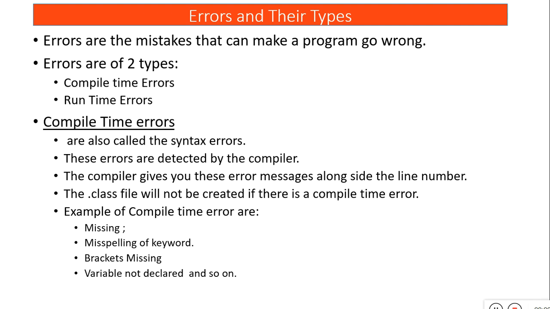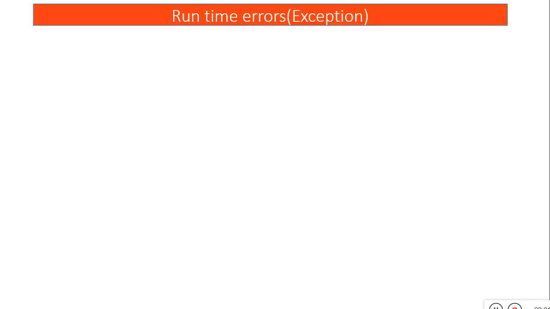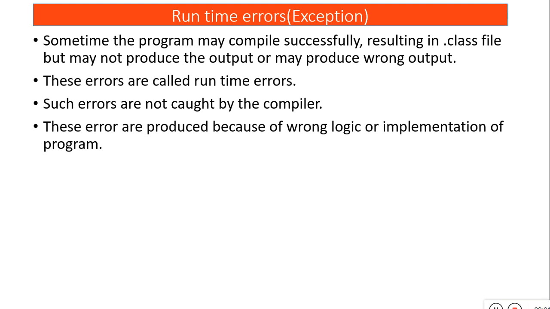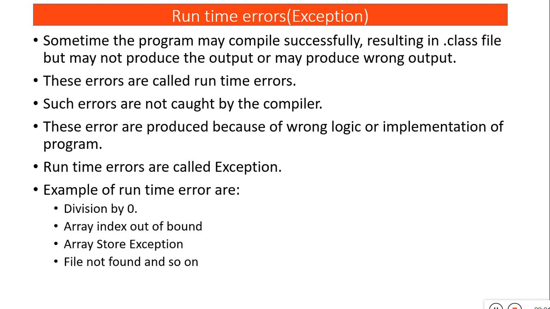These are generally syntax errors. Examples are a missing semicolon, a missing keyword, a missing bracket, and so on. Sometimes your program may compile successfully but may not produce the output, or wrong output is produced. This is because there still exists an error which is not caught by the compiler, and this is a runtime error. Runtime errors are called exceptions, and examples of runtime errors are division by zero, array index out of bound, array store exception, and many more.